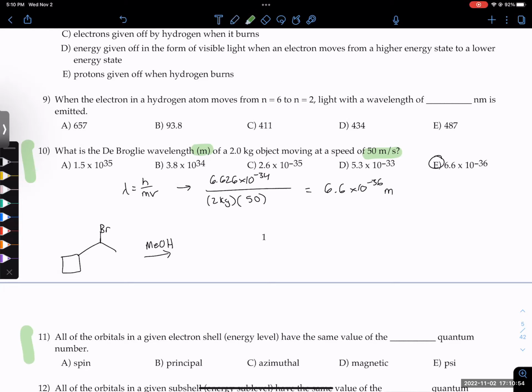So again, we need to realize we should know what equation to use based on just reading the question, right? The de Broglie wavelength, that tells me I need to use this equation.